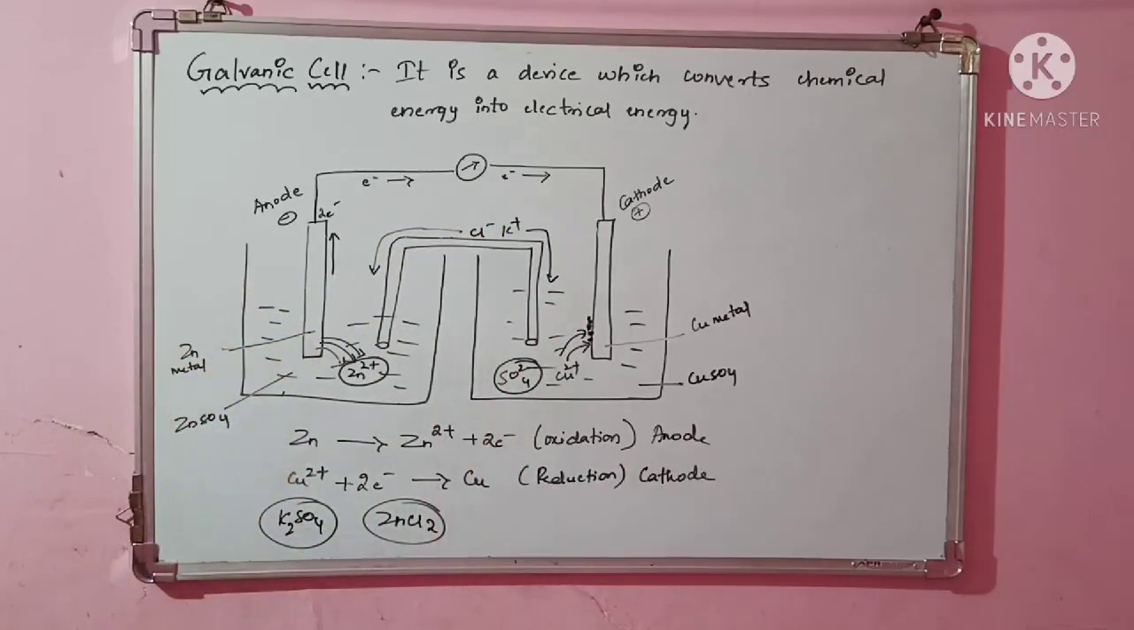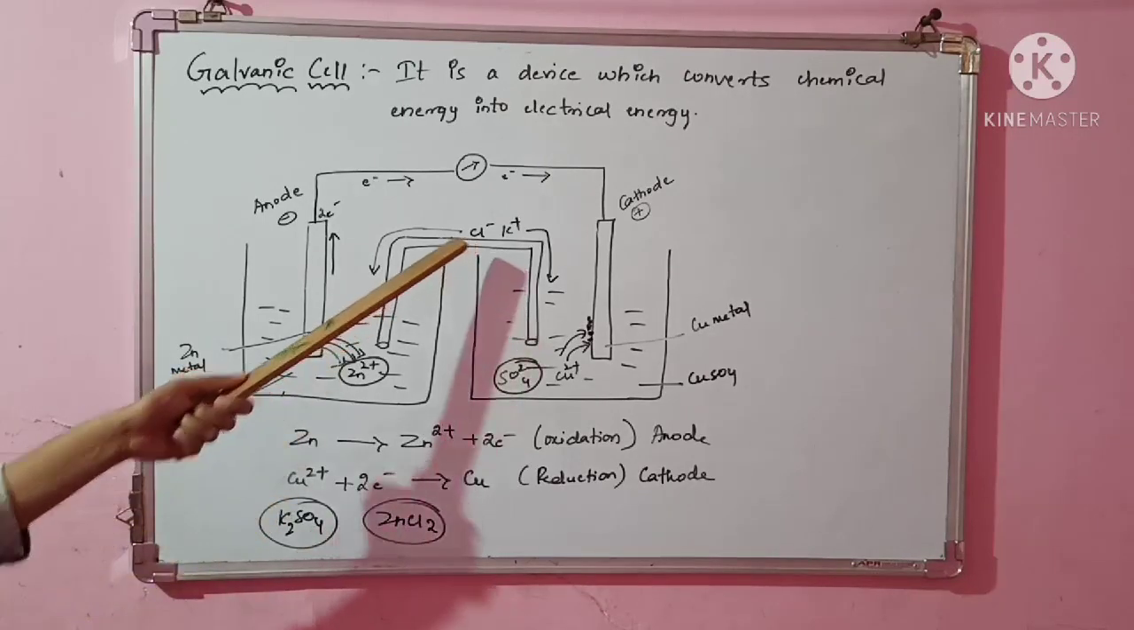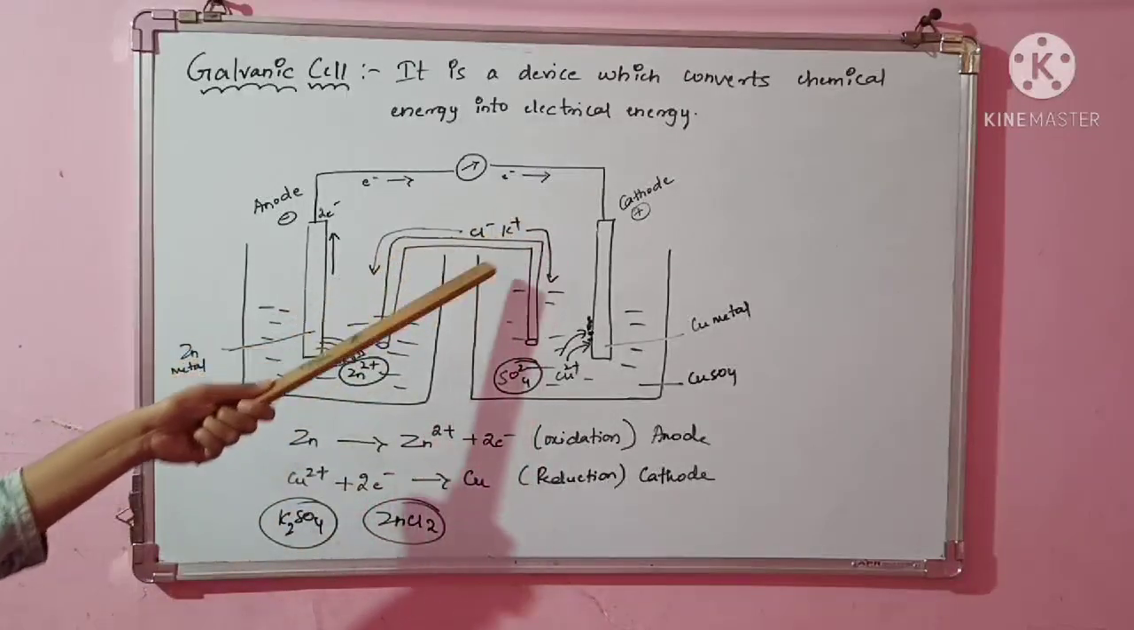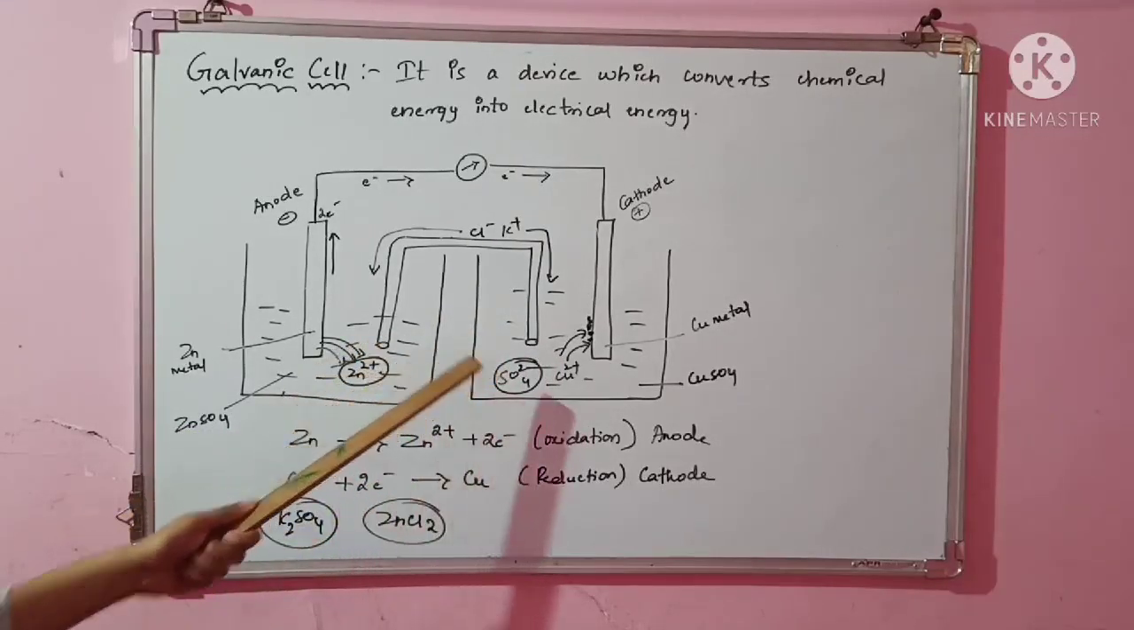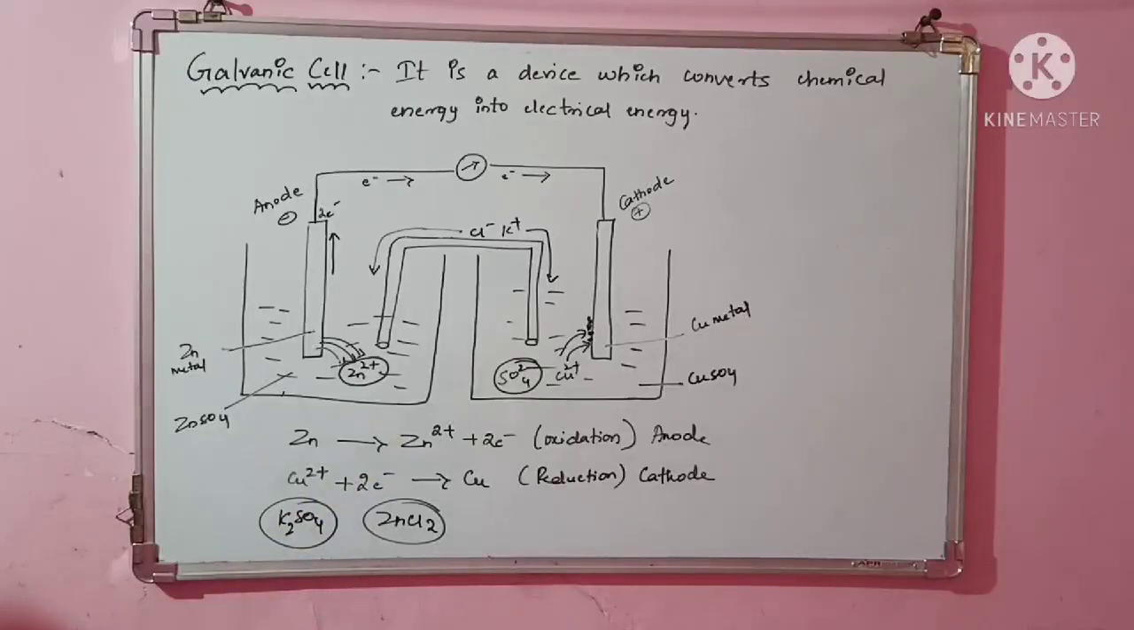Now your reaction will be taking place very smoothly, isn't it? So this is the importance or role of the salt bridge, because it is not only connecting the two compartments, but it is also balancing and neutralizing the charge. So this is the role of your salt bridge. Clear? So I hope you understood what a galvanic cell is.